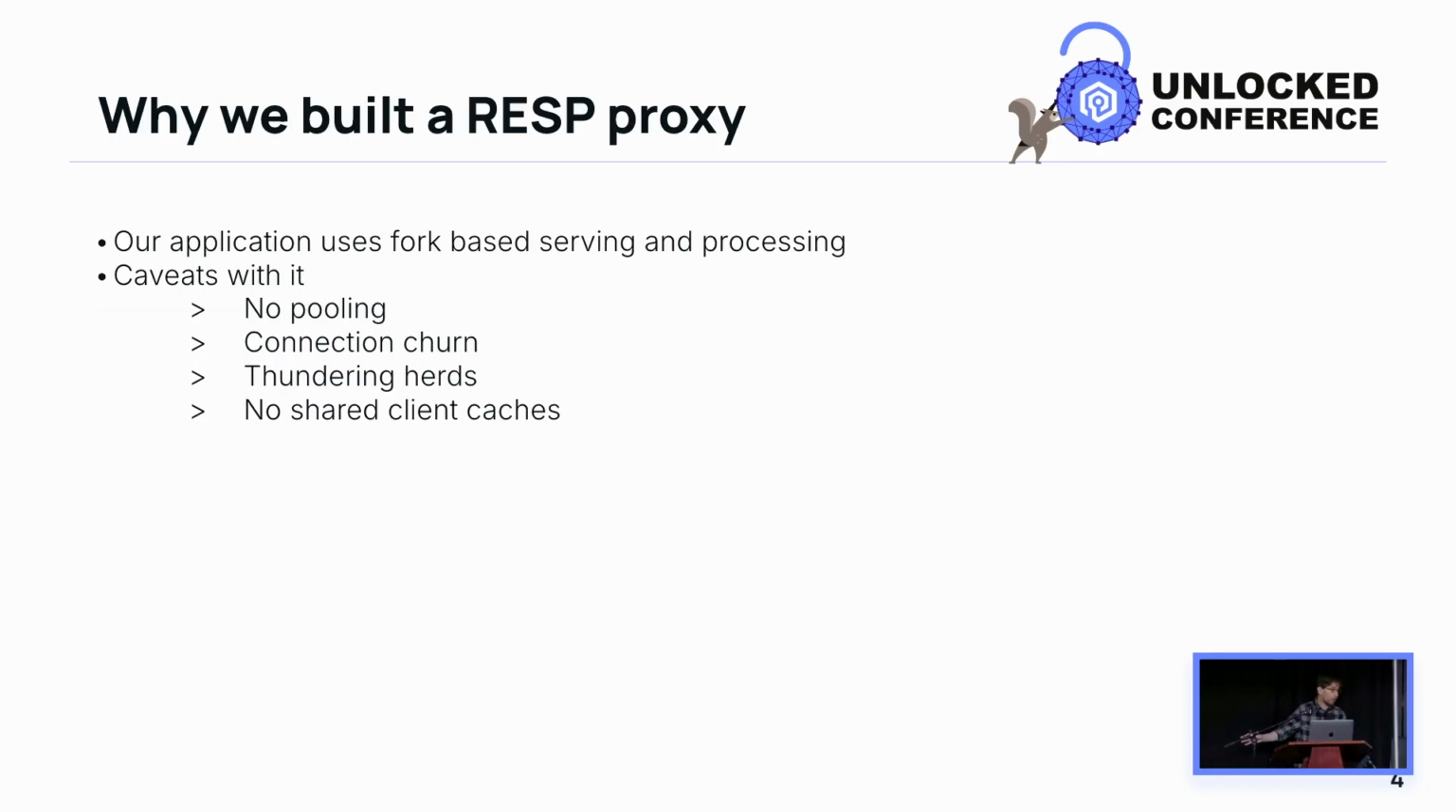All right, we've heard a lot about fork-based stuff. One more thing, our application uses fork-based serving and processing. If you're not super familiar with that, you have a master process that spins up and creates fork worker processes. Those do things like serving your web requests. Caveat with this is you can't safely share TCP connections across your workers, which means that there's no ability to do connection pooling. Your connections churn as workers go through their life cycle. And you can wind up with thundering herds as a bunch of workers spin up and all go try to talk to the cache.